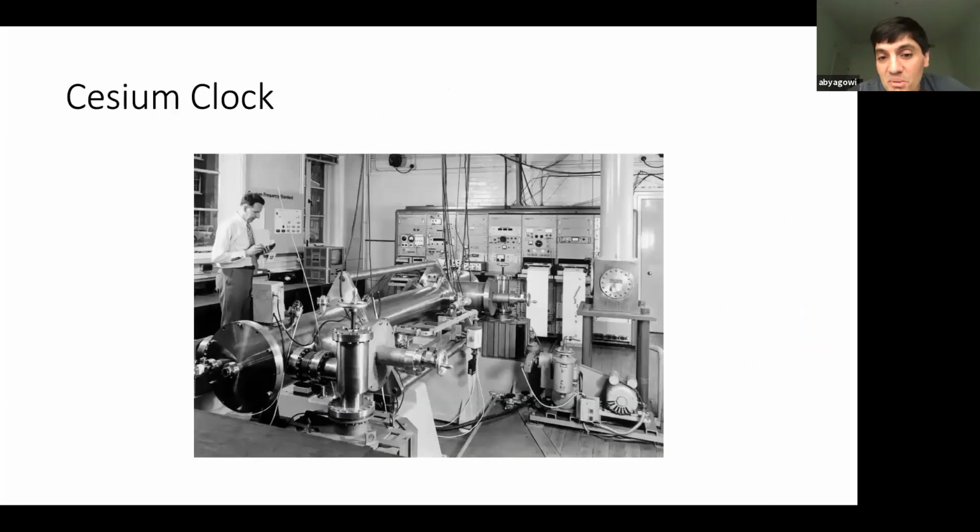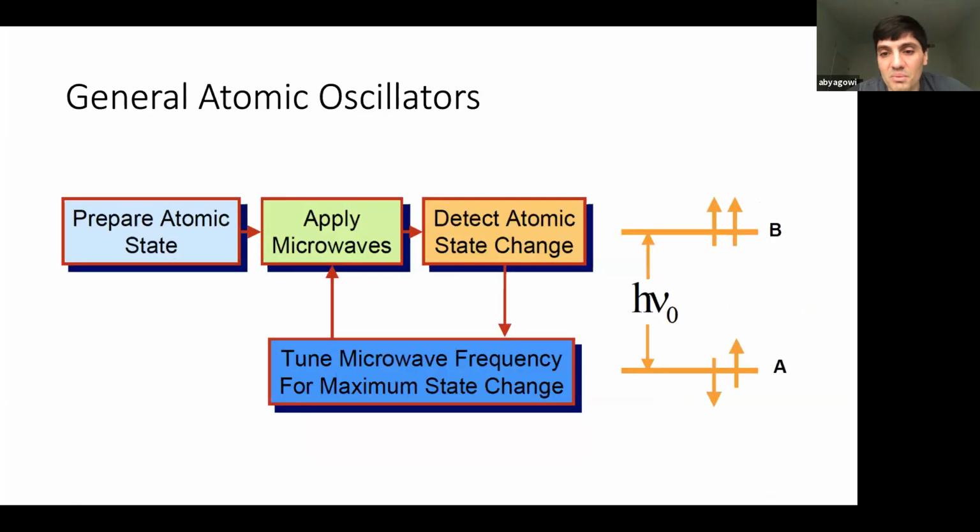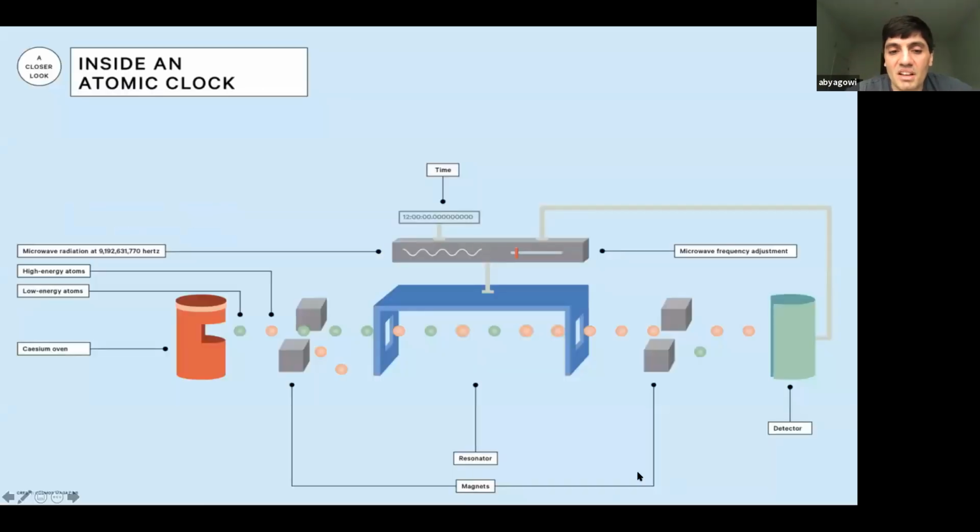A cesium clock used to look like this in the 70s. We don't need to dig that much into it. You have a cesium vapor, and a magnet pulls the charged particles naturally. 50-50 of these particles will be charged or not charged, and they go through this microwave oven, which excites these particles. Some of these particles again become 50-50; some of them get deflected by a magnet, and some of them end up in the detector.